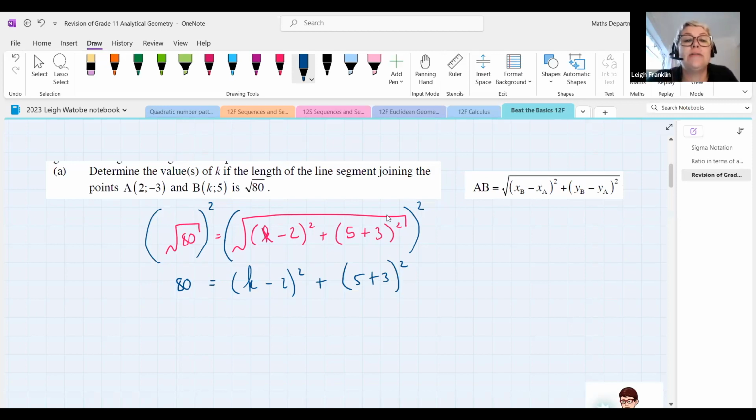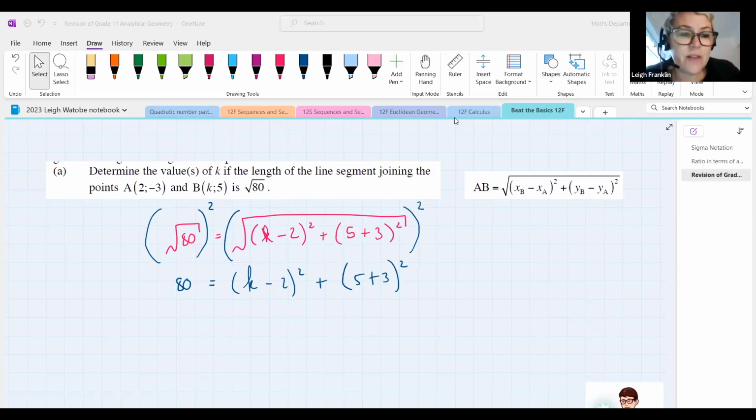Let's see what you guys get for k. Amahle, nothing. We're working backwards. We're doing analytical geometry today. We're working backwards to find the value of k using distance formula. We've been told that the length of line AB is root 80. So we have just subbed in, and now we're trying to work out what the values of k are. All right, so you've missed nothing.